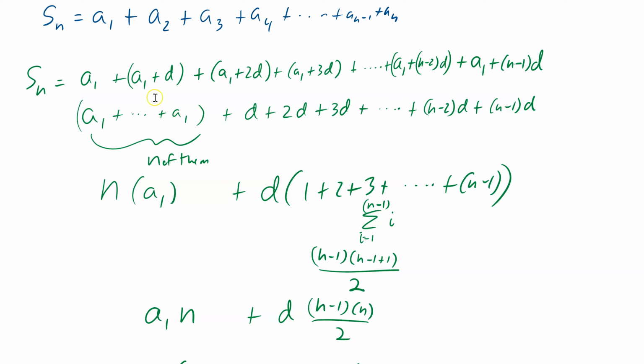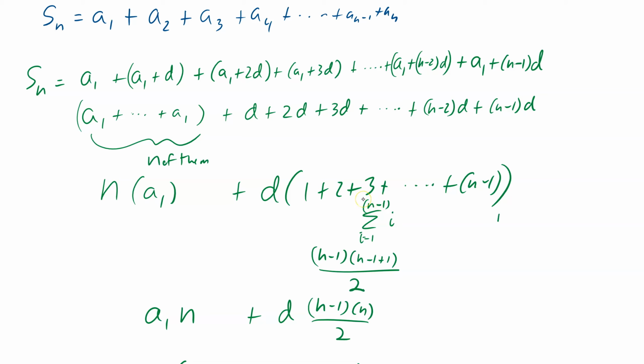Okay. So now if I take all the a sub 1's and put them together, I would have n of them. That's n a sub 1's. And then I pick all the d's and put them together. And then I factor out a d because they all have a d, and I end up with 1 plus 2 plus 3 plus 4 all the way to n minus 1. So if you remember, that's our summation formula, and we're going from 1 to n minus 1, right? So that would then be plugged in.